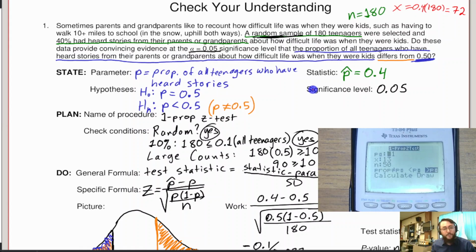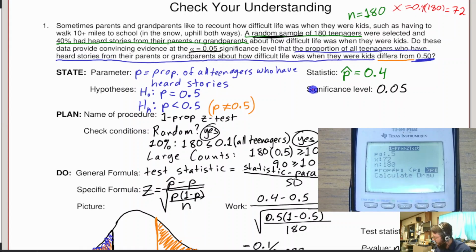And it gives us a lot of things here. This P0, that's the value of our null hypothesis, effectively. That's the population proportion that we're dealing with. So in this case, it's 0.5. X is the number of successes, as we just found, 72. N is our sample size. There we go. Now, see how we have three options here for the alternative hypothesis?